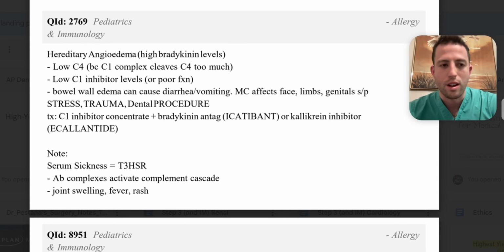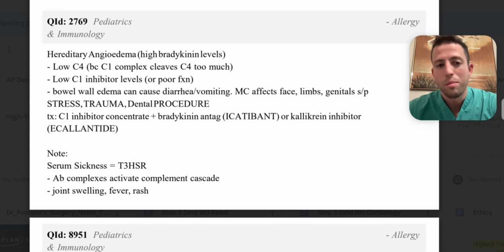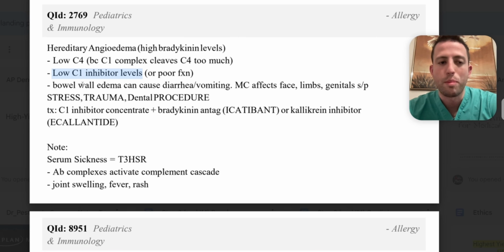All right, next, let's talk about hereditary angioedema. So these patients will have high bradykinin levels. Their C4 and C1 inhibitor levels will be low. And this is because the C1 complex is going to cleave all of your C4. And the C1 inhibitor levels, I've seen tested, and this is more of a step 3 level question, but I've seen the C1 inhibitor levels be normal, but they're just poorly functioning. But for step 2 and step 1, make sure you know that the C1 inhibitor levels are low with hereditary angioedema. And so you can get bowel wall edema that causes diarrhea and vomiting in these patients.